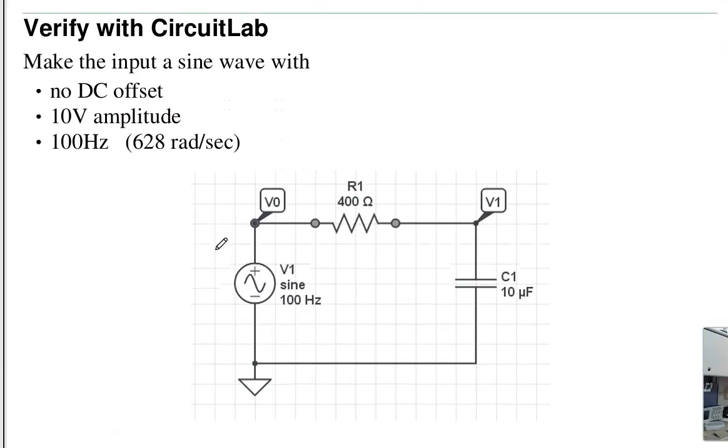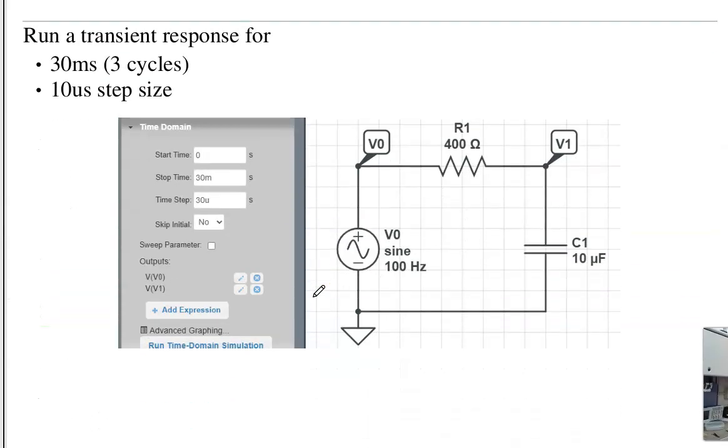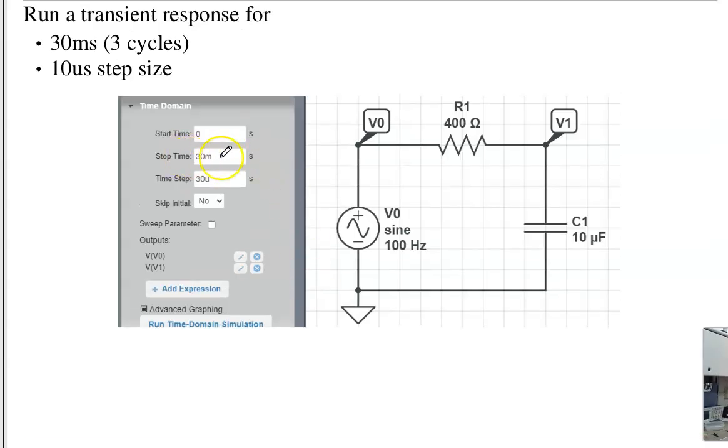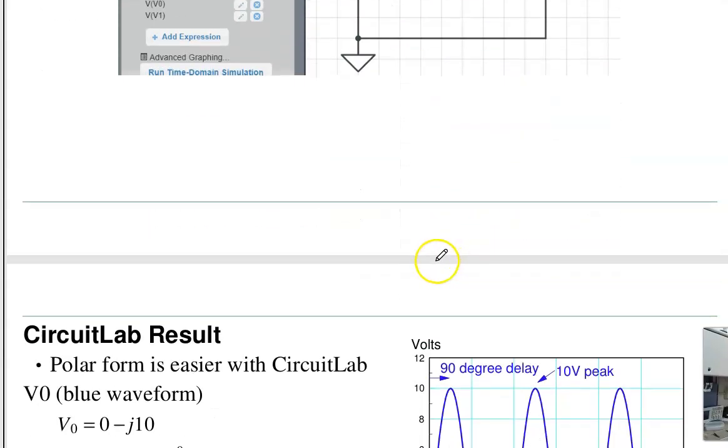I can verify that in CircuitLab. Build a circuit in CircuitLab, measure the voltages V0, V1. This is 100 hertz, so one cycle is 10 milliseconds. I'll simulate for, say, 3 cycles, 30 milliseconds. Make the step size 1,000 times smaller. That gives me 1,000 points on the plot. And then look at V0 and V1.